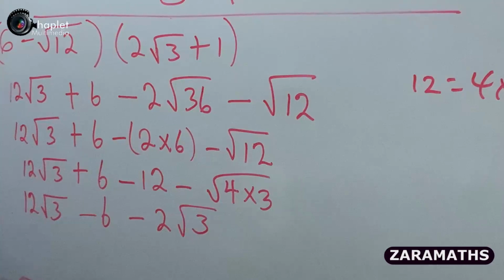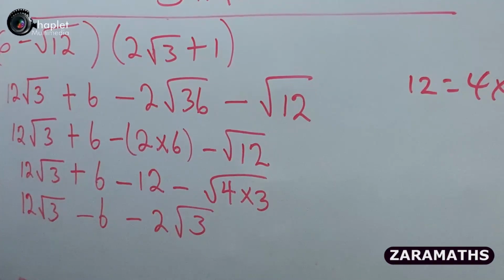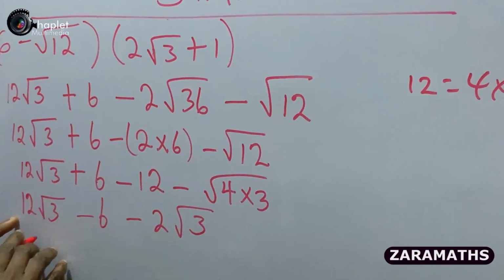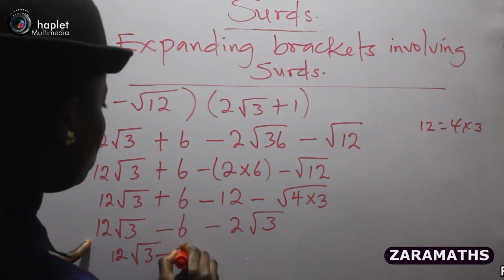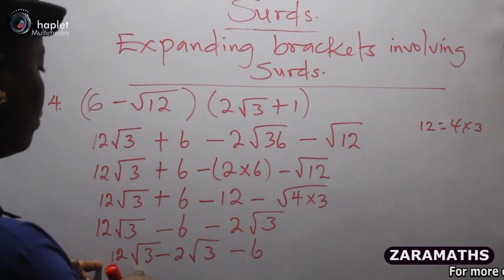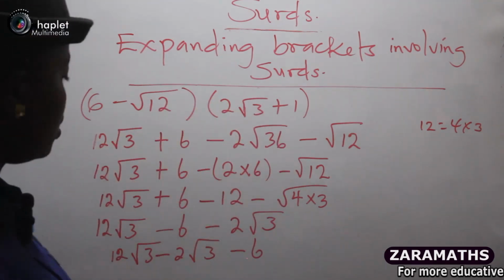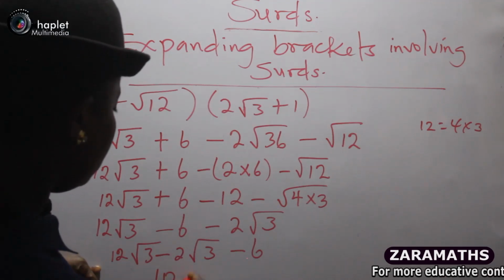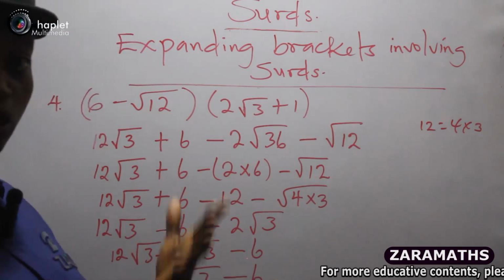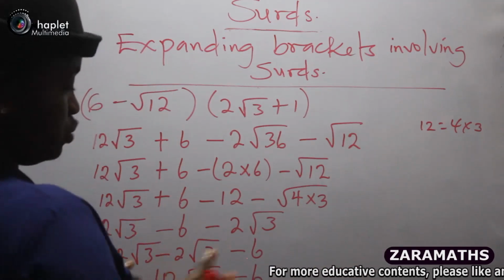So now you discover here that this root 3 and this root 3 have the same number underneath the square root, so you can solve them. So this becomes 12 root 3 minus 2 root 3 plus 6 minus 12, which is minus 6. So 12 root 3 minus 2 root 3 in the subtraction of surds gives us what? 10 root 3 minus 6. So that's the answer. Or you want to factorize further, what is common here is 2. 2 can divide 10, 2 can divide 6.